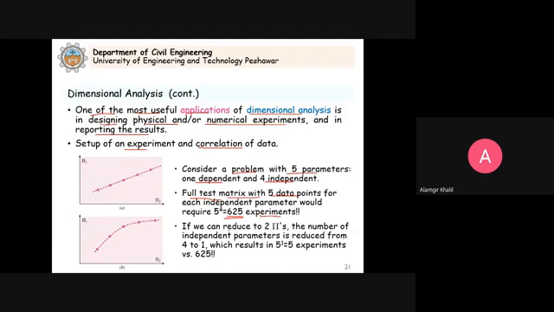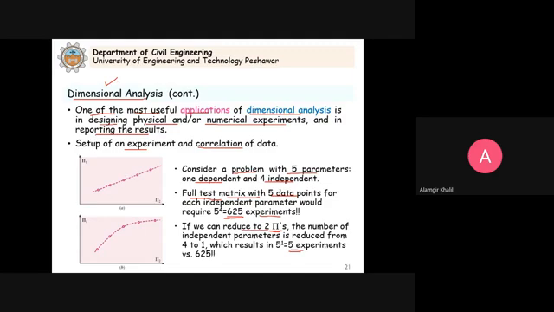But with the dimension analysis, we can reduce the 5 parameters to just 2 dimensionless groups, which we will call pi. So the method is the Buckingham pi method. I will explain in the next class why it is called a pi group. So we reduce the 5 to 2 dimensionless parameters. That's why you need only 5 experiments to get the result. This is possible due to this dimension analysis.